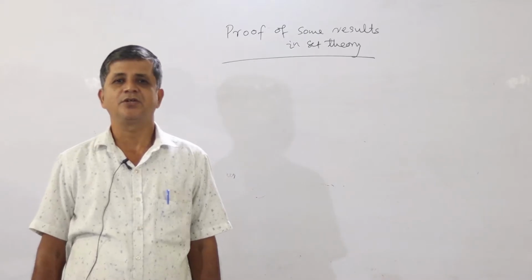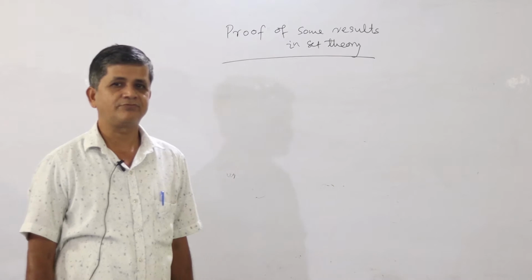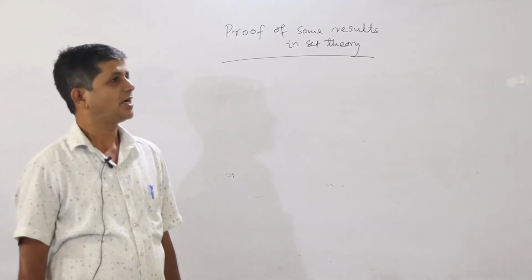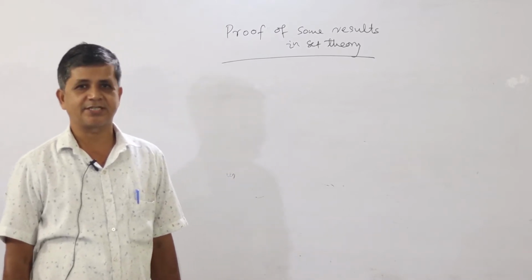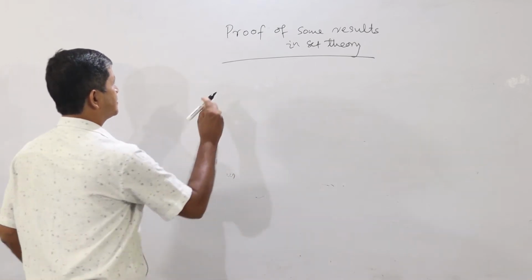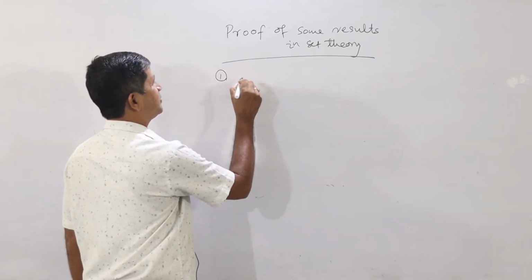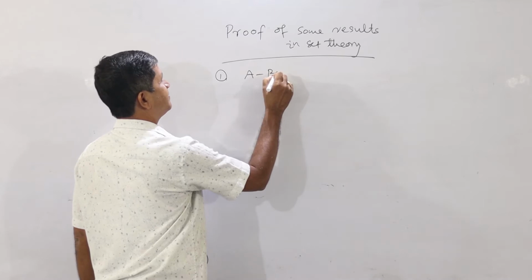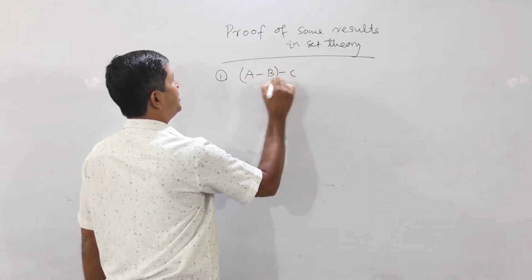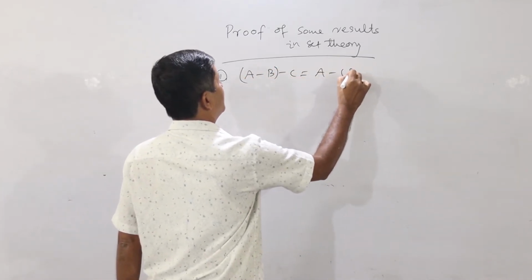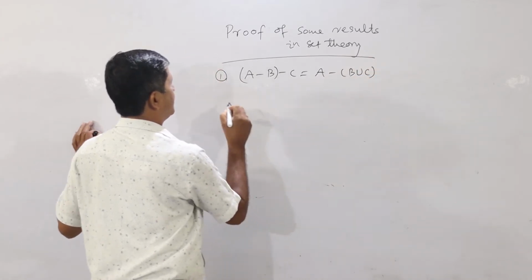Hello students, today we will discuss some results and their proofs in set theory. What are the results? We will discuss some results. First, A − B − C is equal to A − (B ∪ C).